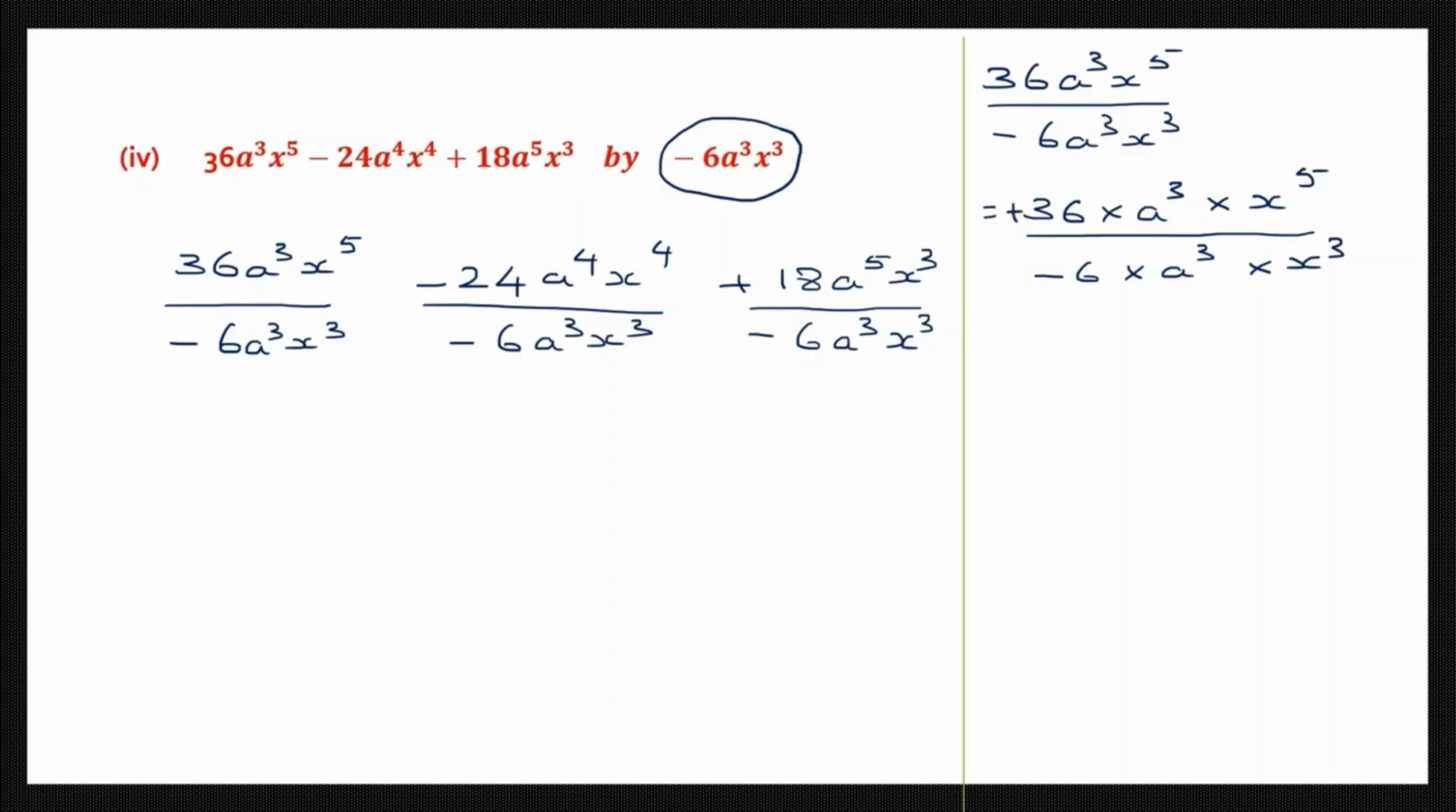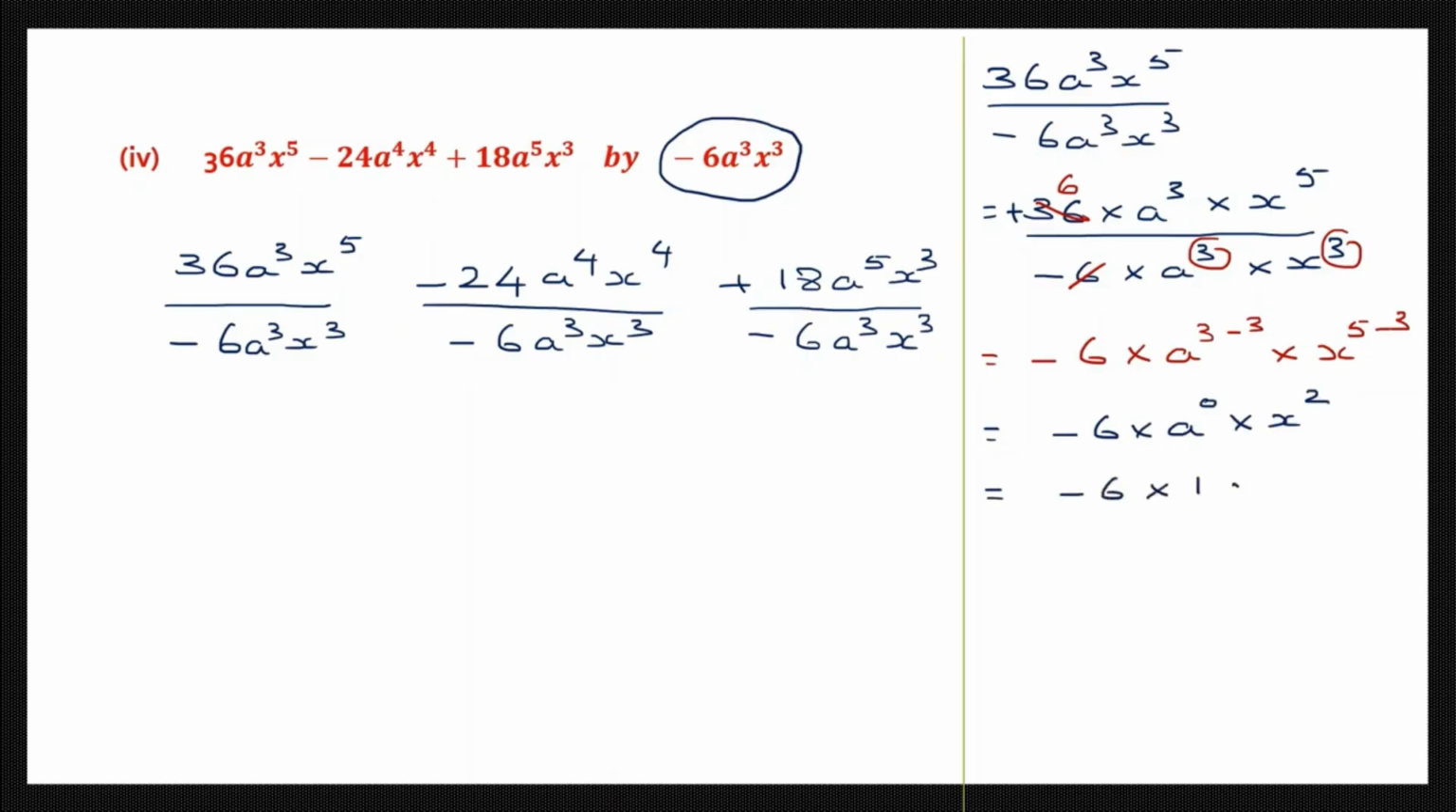So let's cancel what we can here. Now minus into plus will become minus. 6 sixes are 36, so that will be 6 into a to the power of 3 minus 3 into x to the power of 5 minus 3. So in the denominator we have only 1, so we'll leave that. So now it is minus 6 into a to the power of 0 into x to the power of 2, which is minus 6 into 1 into x to the power of 2, and we get minus 6x squared. So that's the first thing we've got, minus 6x squared.